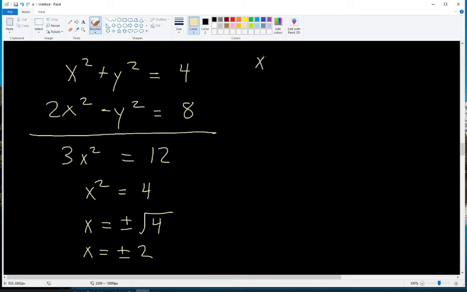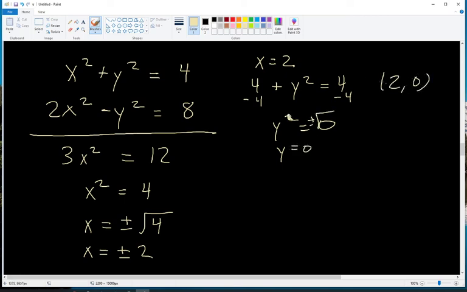So we have x is positive 2. I'm going to use the top equation. If I plug positive 2 into the top equation, I get 2 squared, which is 4. So I get 4 plus y squared equals 4. I subtract the 4 across. That says y squared is 0. And if you take plus or minus the square root of 0 to get rid of the square, that is 0. So the x value 2 pairs up with the y value 0. So we get 2, 0 back from that.